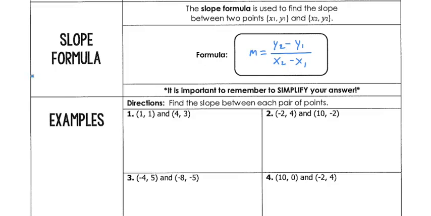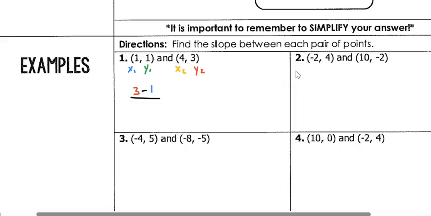The first way you might see is this formula, and so I label my ordered pair. This one, because it's the first ordered pair, is going to be x1, y1, and this one would be x2, y2. And then we're going to plug them into this formula. So y2 is 3 minus y1, which is 1. And I'm actually going to put these in different colors to make it easier for you to see.